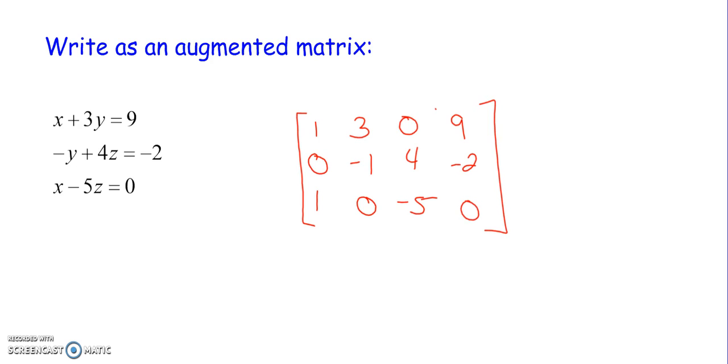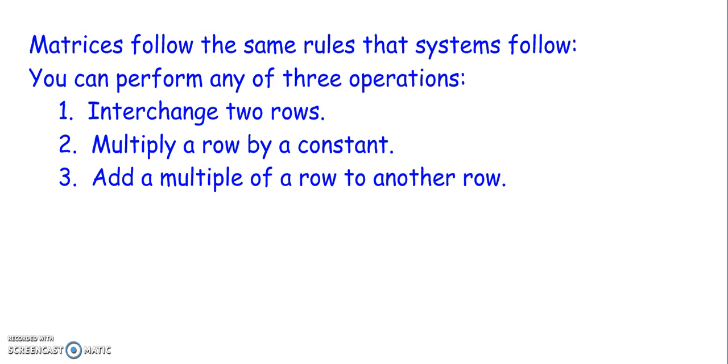Sometimes in your book you will see a little dotted line here just to show that that's an augmented matrix. Only augmented matrices would have that dotted line there. Okay, so the nice part about matrices is they follow these same exact rules we learned last section.